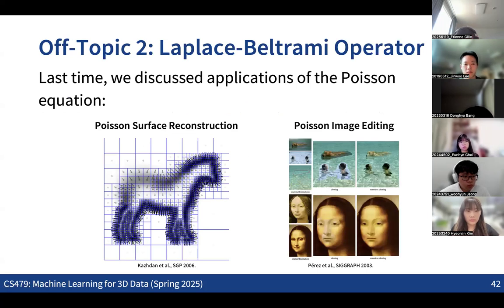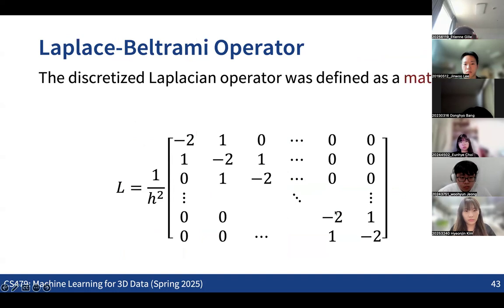The Poisson surface reconstruction and the Poisson image editing are all based on editing or reconstructing 3D shapes or 2D images using some kind of gradient operation and also the Laplacian operator, right? So we have seen the basic idea of how we can represent the first order derivatives and the second order derivatives as operators in matrix form in the discrete space.